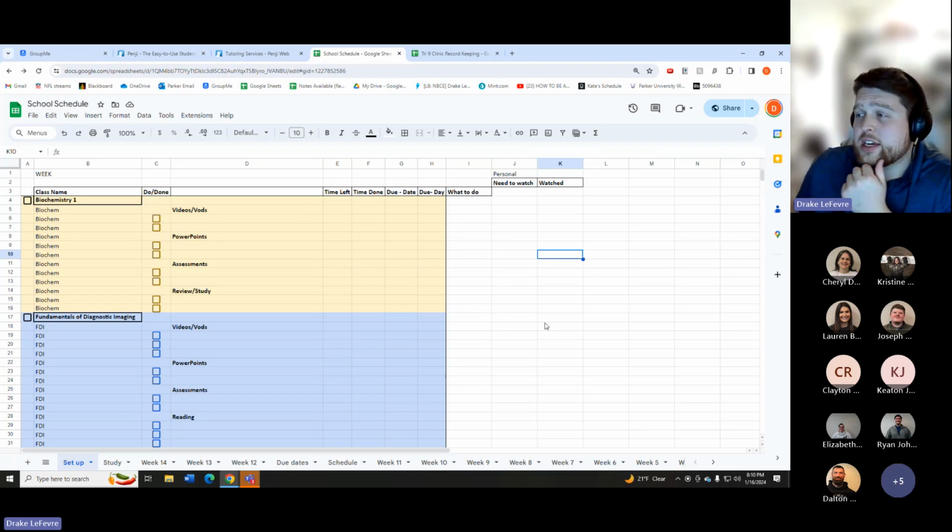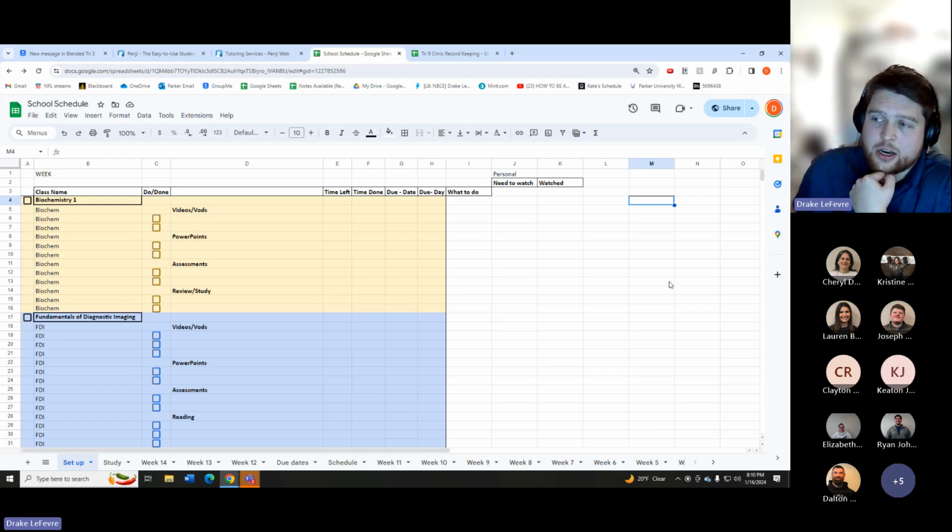Organization is super key in this program. Staying on top of the material as well as not missing deadlines is huge. You'll find that some professors in undergrad or in previous schooling were a little bit lenient with deadlines. Teachers at Parker are not lenient at all. If you miss a deadline, even by 30 seconds, you're out of luck. They will not accept it.